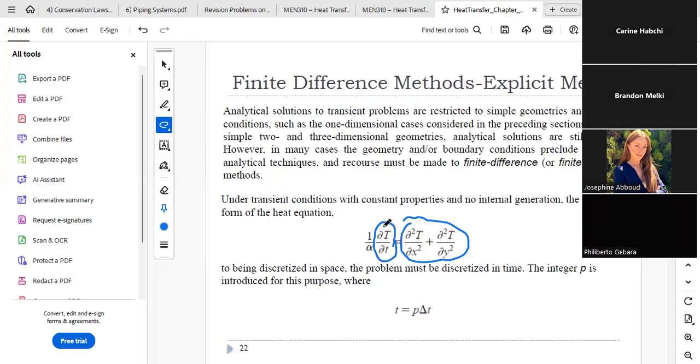So for example, instead of the derivative of temperature with respect to time, we can write delta temperature over delta t. So then we say that we will discretize time and space. So instead of dx, we work with a small step in space, delta x. And instead of dy, we'll work with delta y.